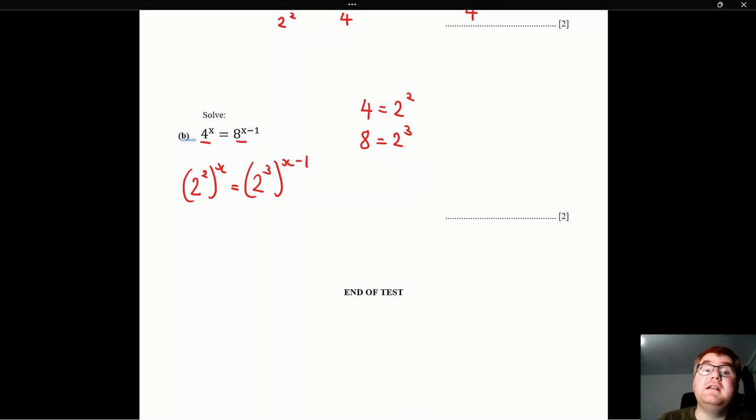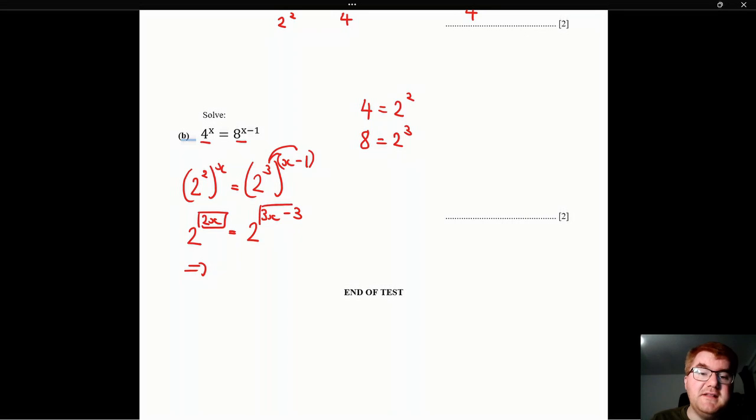Now at this point, we can actually use our index rules to simplify this further. So we get 2 to the power of 2x is equal to, now think of this like a bracket, so we can actually multiply out the bracket here. So we get 2 to the power of 3x, 3 times -1 is -3. The whole point of this process is we've got the base is the same, therefore we can say that the indices must also be the same as well. So we can say 2x is equal to 3x minus 3. And now we just have an equation to solve here.